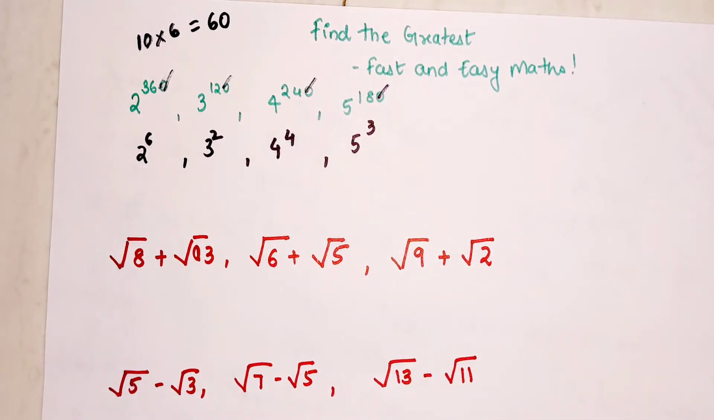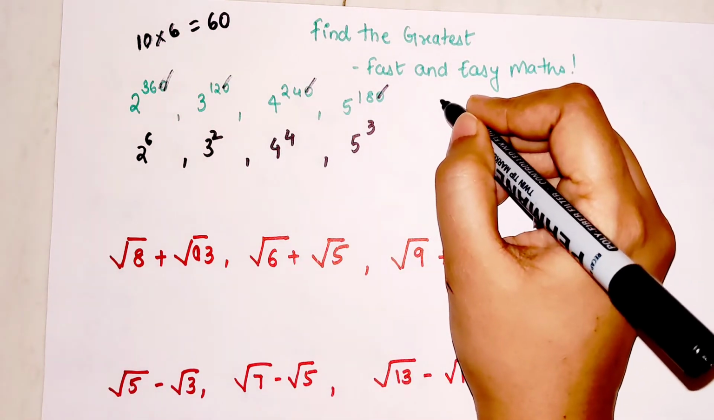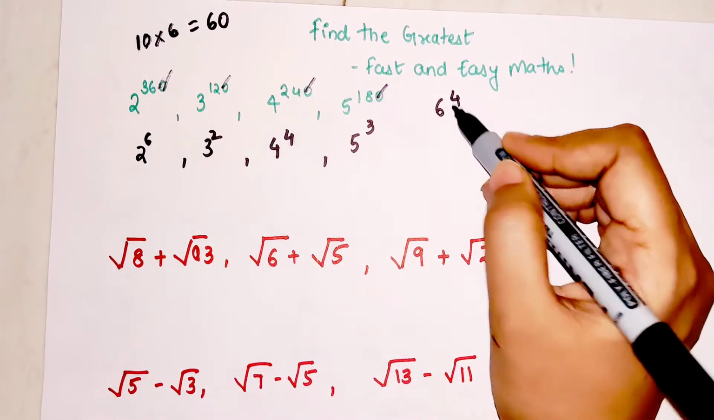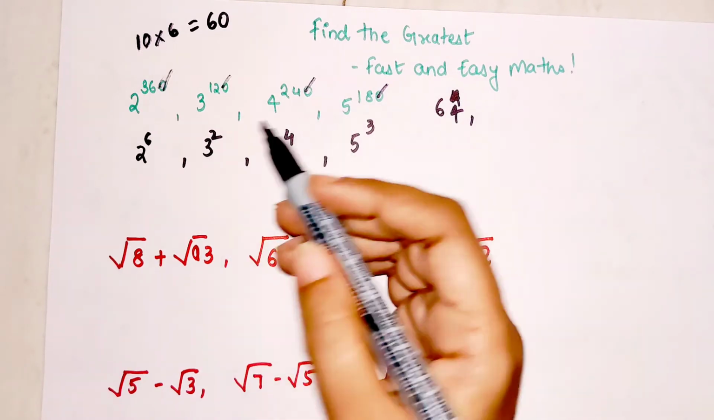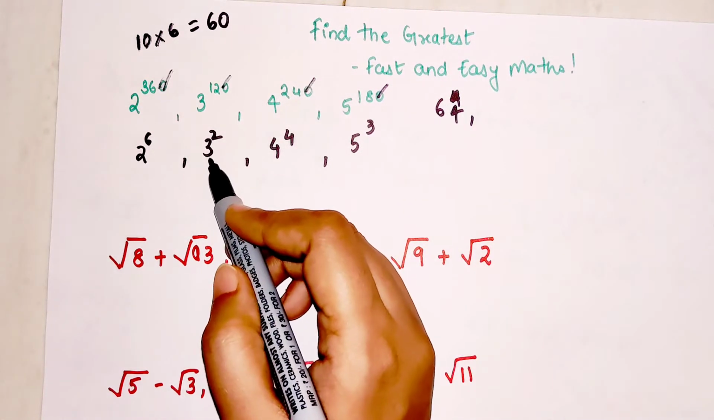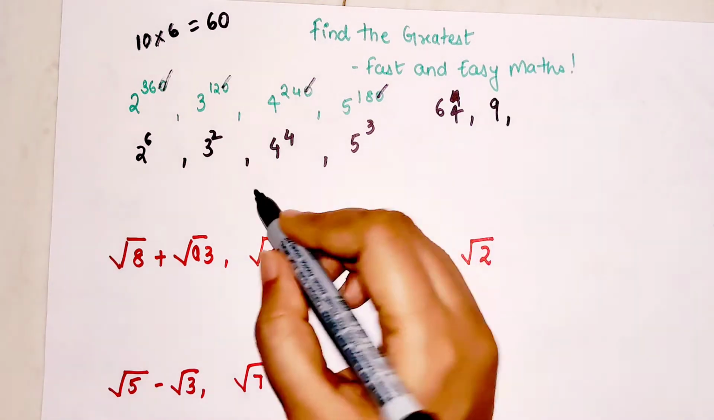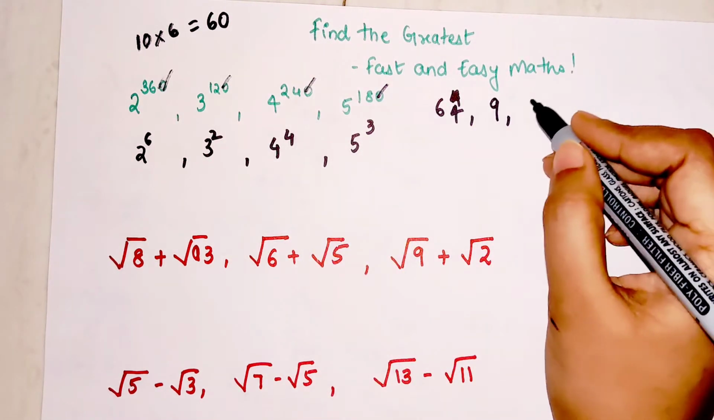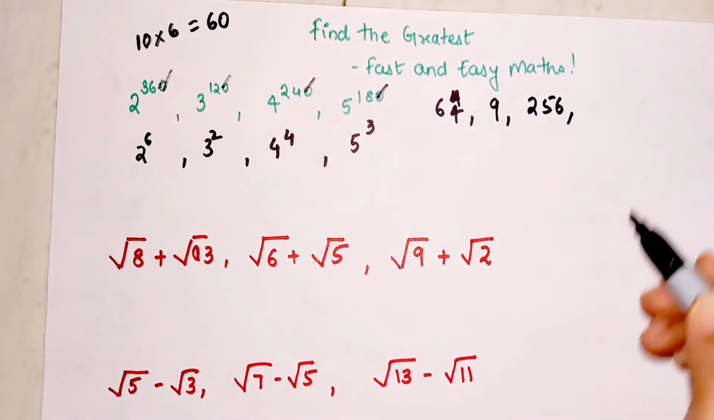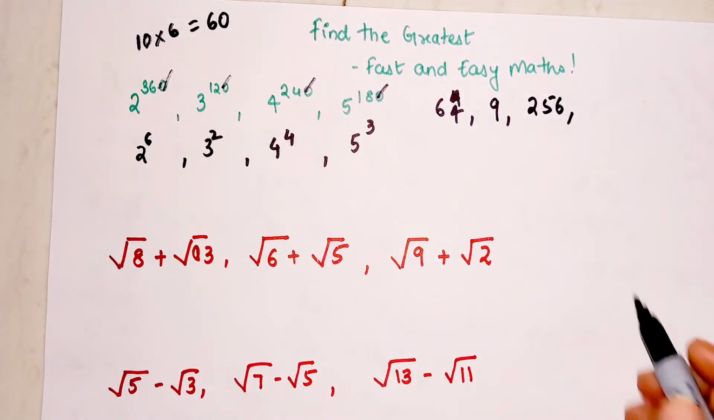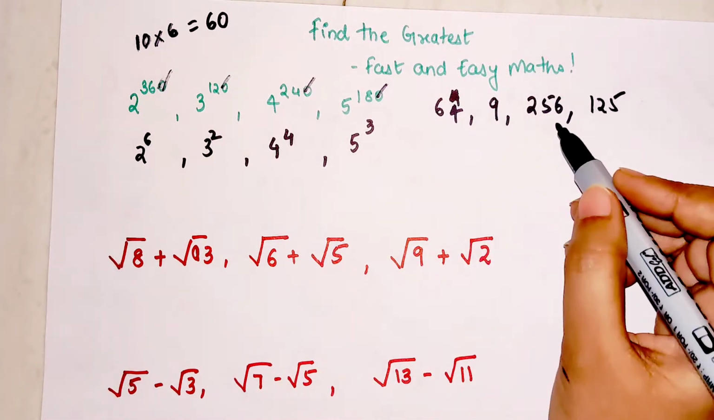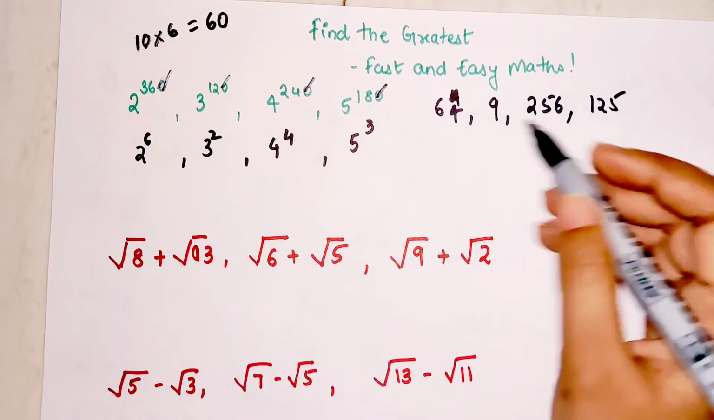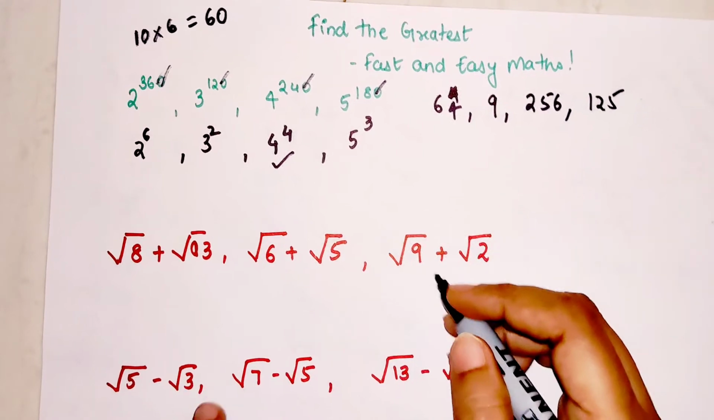Now we know that 2 raised to 6 is nothing but 64. Why? Because 2 raised to 5 is 32, into 2 will get you 64. This is 3 square, which is 9. 4 raised to 4, that gets you 64 into 4, that gets you 256, correct? And 5 cube gets you 125. So according to that logic, what is the highest? The highest is 256. So I can say that 4 raised to 4 is the highest amongst all.